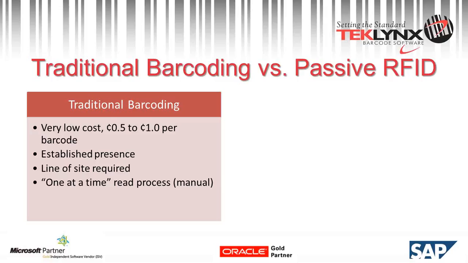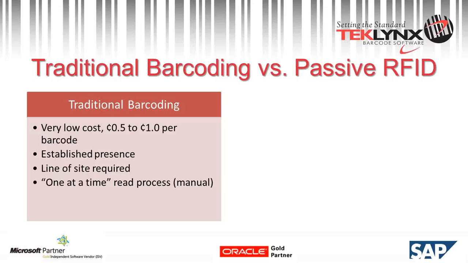So traditional barcoding is very, very well established and very, very globalized. Because of this, it has a very, very low cost associated with an individual label that you may be printing a barcode on, many times as low as half a cent to 1 cent per barcoded label. It's a globalized, established presence. I'd place a bet that almost everybody in the audience today could find something on the desk or the room they're sitting at that has a barcode on it.